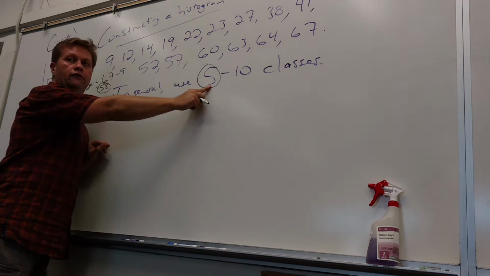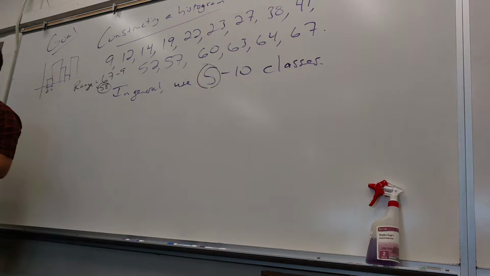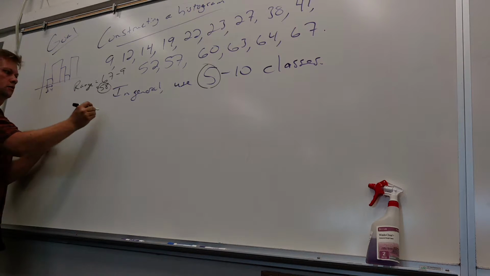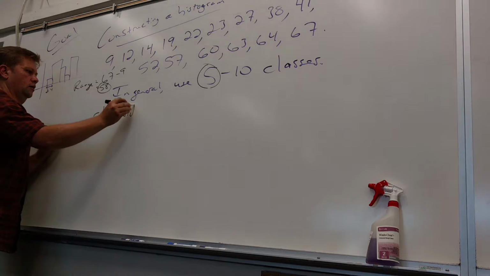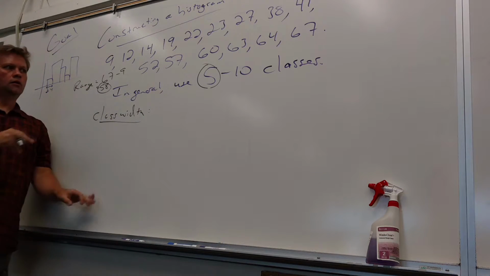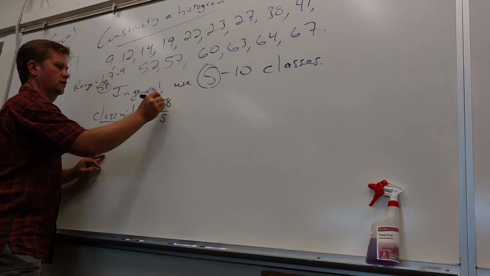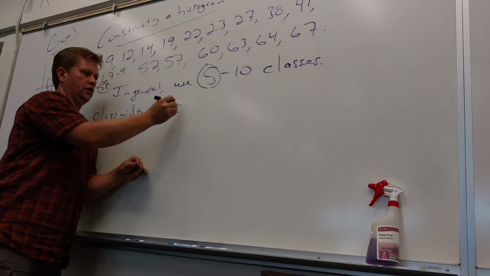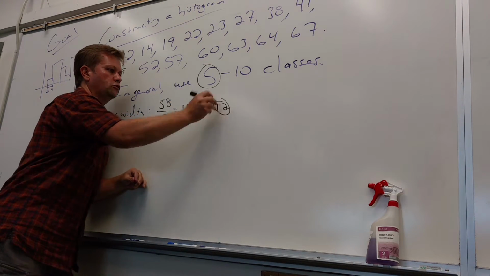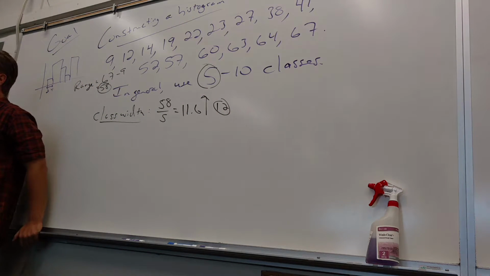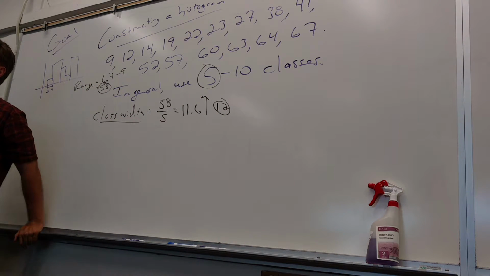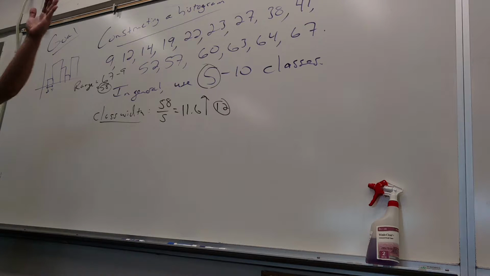And I want to use 5 classes. So how wide does each class have to be? Stay with me now. Because what's 58 divided by 5? 11.6, and then you round it up to 12. You always round it up to the next number. Even if it came out to be 11.1, why would it be silly to round down? If you make all your panels less than they have to be, will they cover the whole thing? No, you always round up.